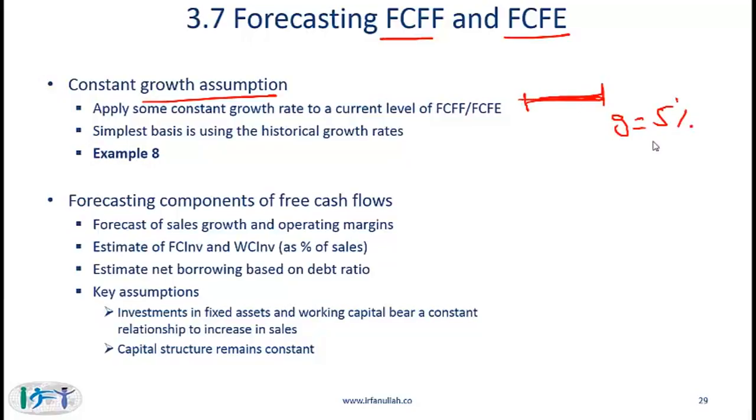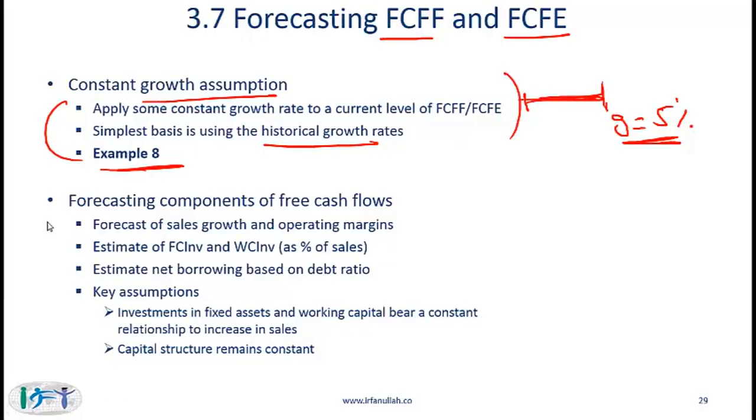And where do you come up with this number? The simplest thing to do is to use some historical growth rate. Not some historical growth rate, but the historical growth rate of this particular company. And if you have reason to believe that this rate will continue, then you use it. Example 8 is one of the simplest examples you'll ever find which uses this method.